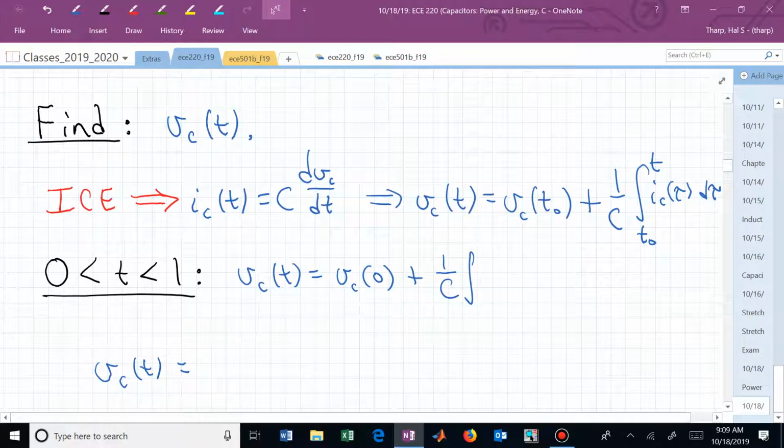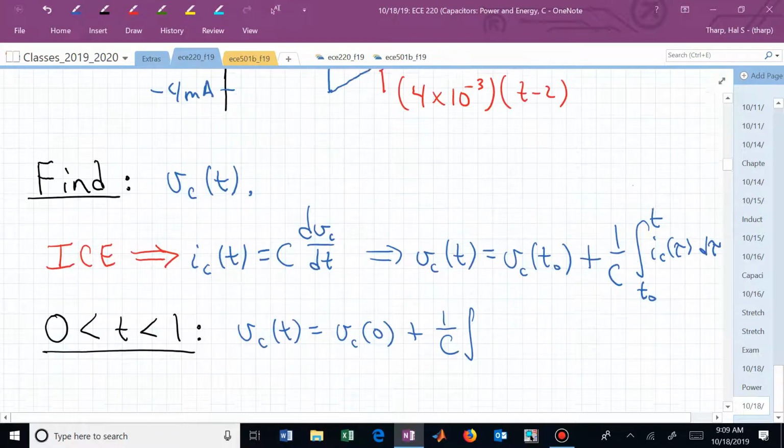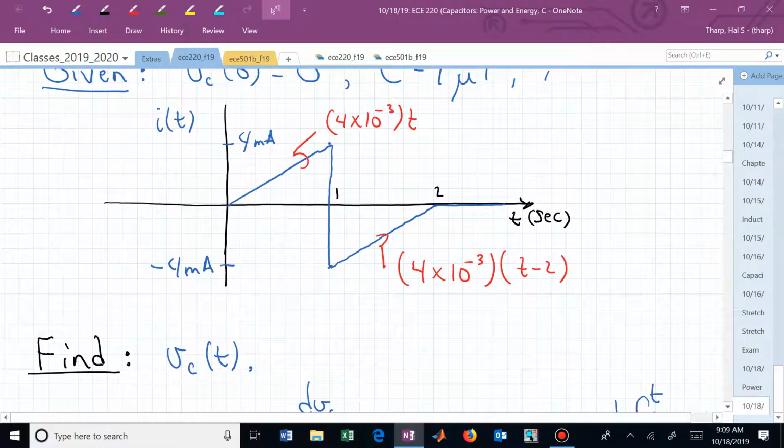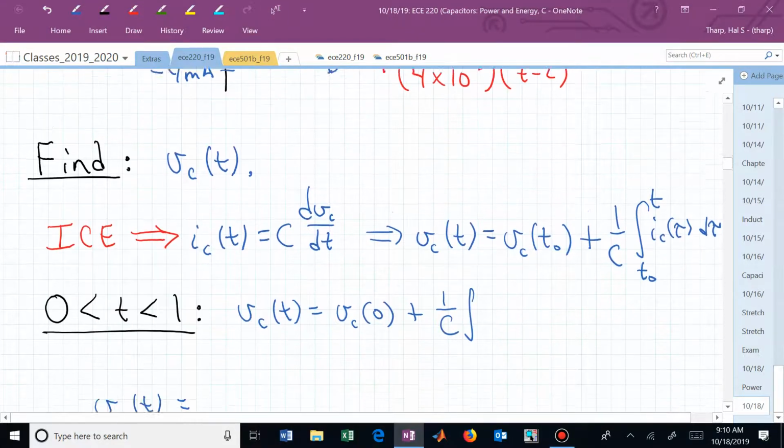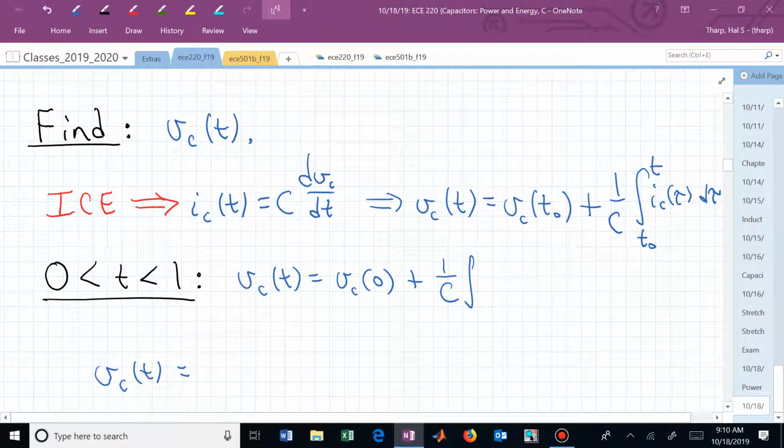Now, if we do that, since our current is now changing functionally over this 2-second interval. The first second it has one functional form, and the second 1 second interval, it's different, between 1 and 2. Let's now find the voltage over those 2 different segments of time. Now we're looking at from 0 to 1. What's the integral expression going to look like? What are my limits on the integral?